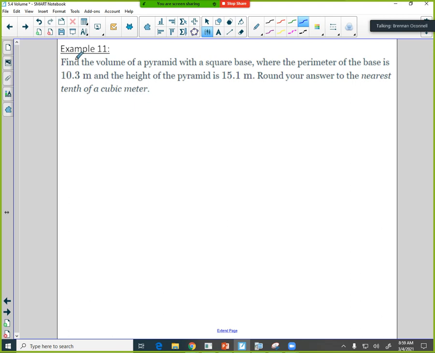We have one last one. Find the volume of a pyramid with a square base where the perimeter of the base is 10.3 meters and the height of the pyramid is 15.1 meters. Round your answer to the nearest tenth of a cubic meter. So we have this weird thing here. The perimeter of the base is 10.3 meters. So that means all of these sides, if this is the base of our pyramid, all of these sides of this square add up to be 10.3. So the perimeter is 10.3.